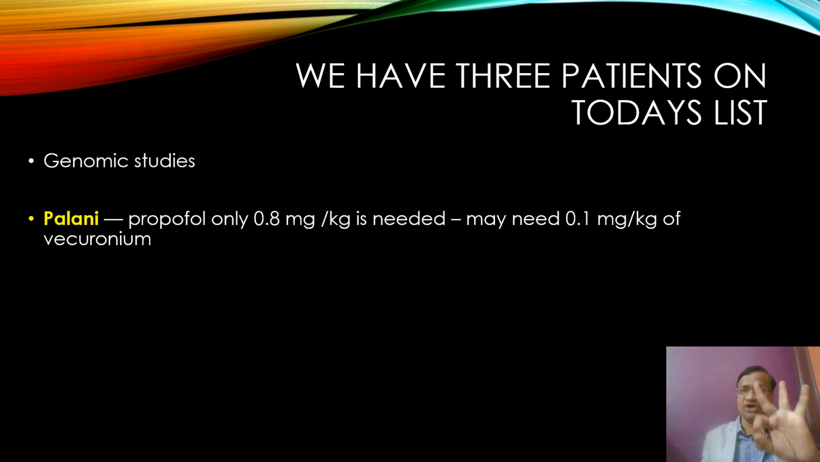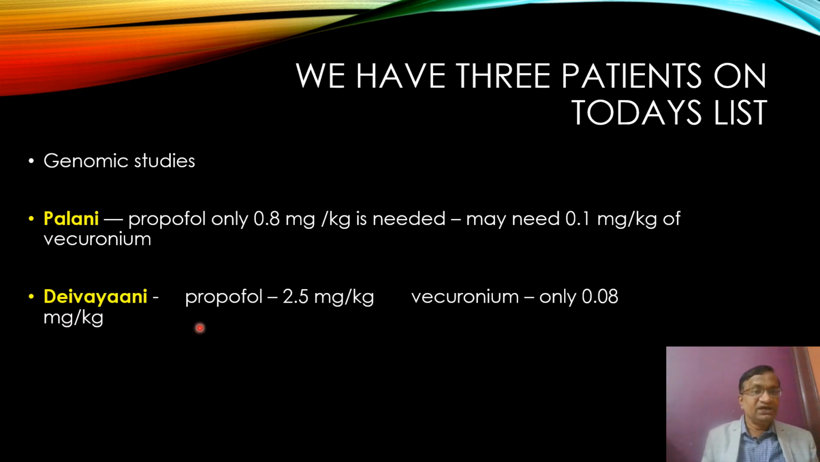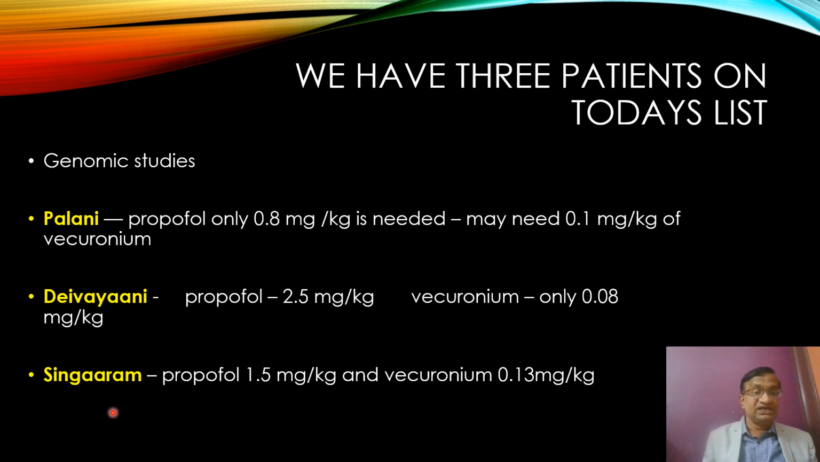Now we have 3 patients on today's list. Number 1 is Palani, posted for some hernia surgery. He needs 0.8 milligram per kg of propofol and 1.1 milligram per kg of vecuronium. We have done genomic studies. Then there is Devayani. She needs 2.5 milligram per kg of propofol and only 0.08 milligram of vecuronium. Singaram may need 1.5 of propofol and vecuronium. This is the difference in patients' response to a drug that is implied by these genomic studies.